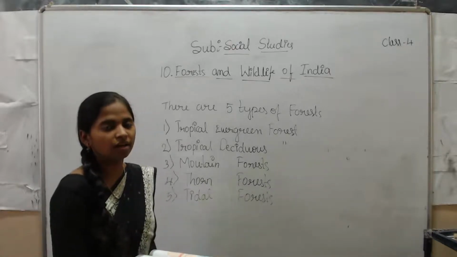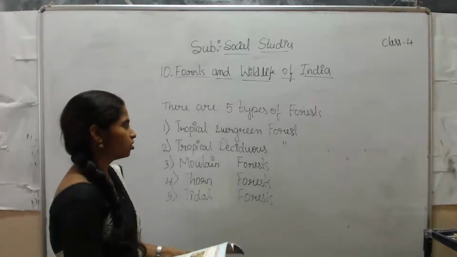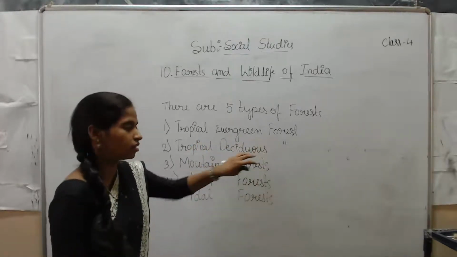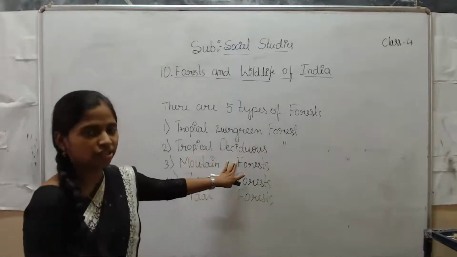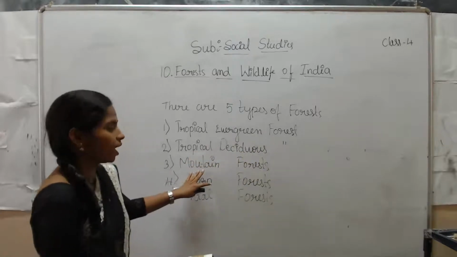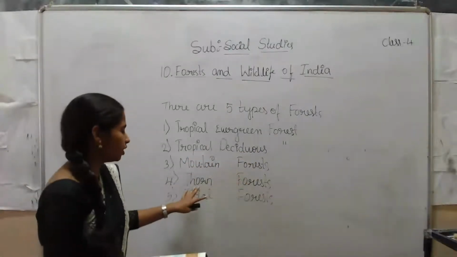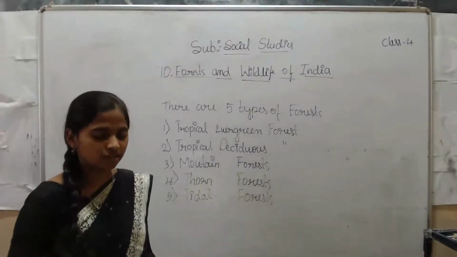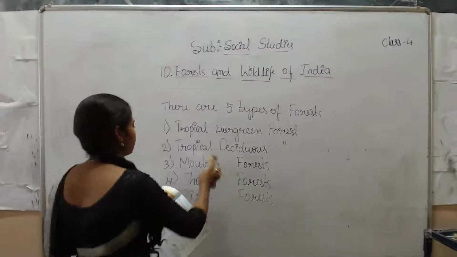In our India, forests are divided into five major divisions. The first one is tropical evergreen forests. Then comes tropical deciduous forests. Then mountain forests. Then thorn forests. Then the last one is tidal forests. These are the types of forests.